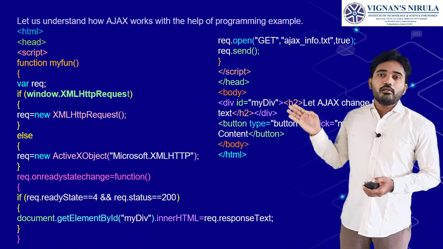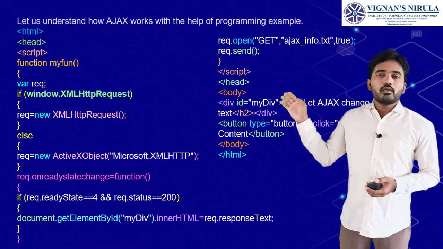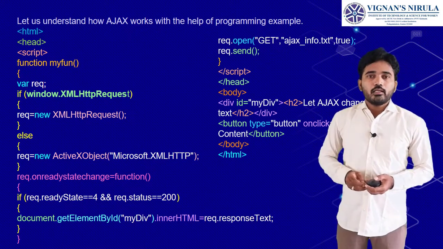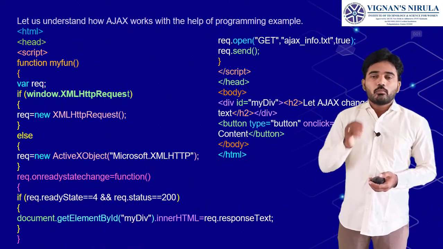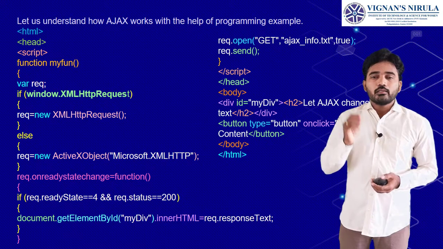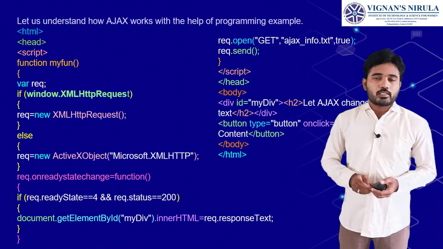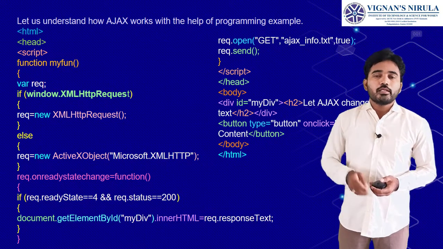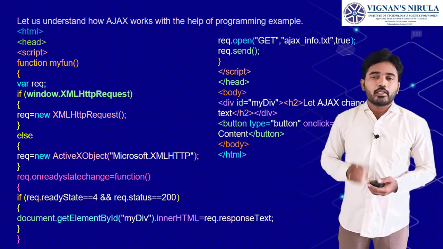Then close the script and then close the head, and inside the body, by using the div tag with an ID, that is myDiv, you have written a heading, that is, let AJAX change this text. Followed by that, you have created a button with a name, that is, change content.